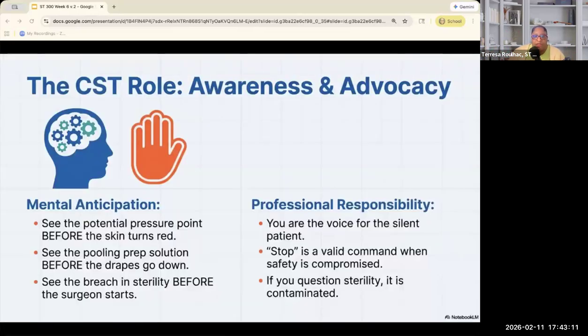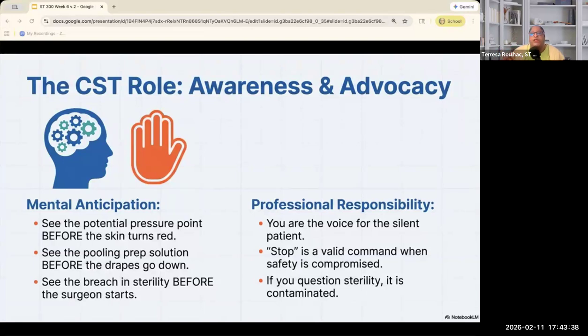Now, awareness happens before harm. Advocacy happens before injury. This is where we recognize those moments and trust our role. What do I mean by that? We're going to be the first person to notice subtle changes: a pressure point developing, fluid being pulled from a prep, a drape edge slipping. We're going to see it.